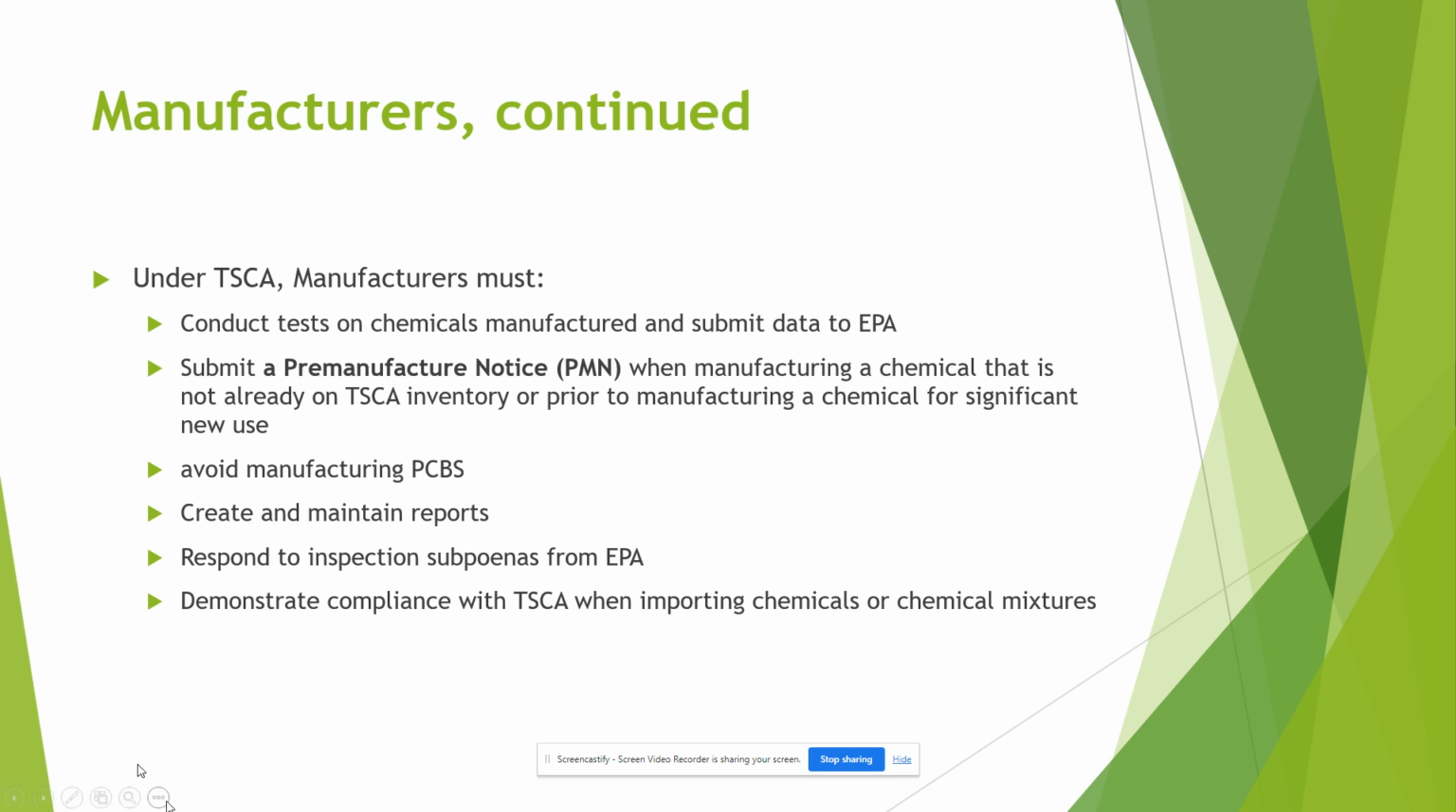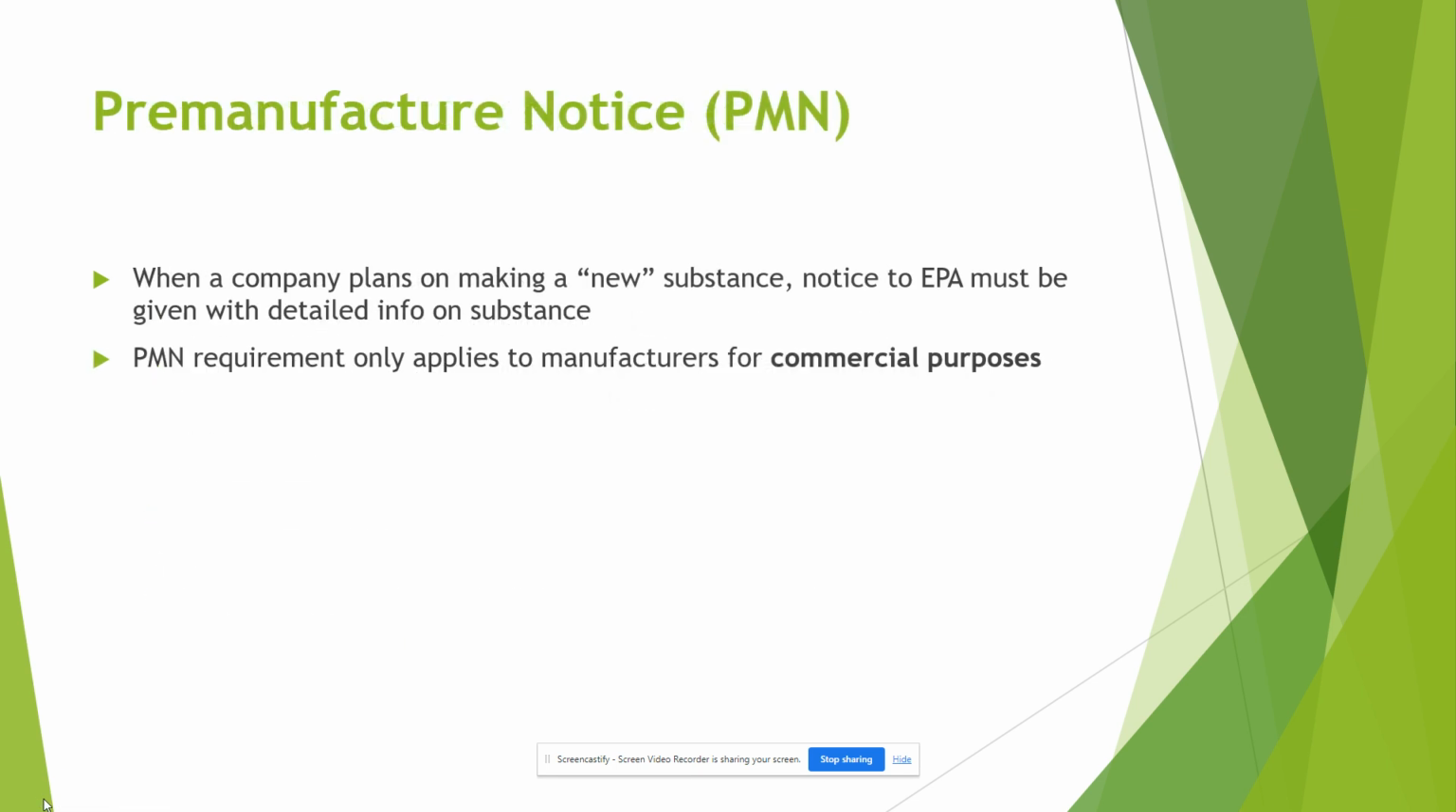So one of the things, I'm not sure what slide this is on, that we're going to talk about is this TSCA inventory. Okay, and then they have to avoid manufacturing certain chemicals called PCBs, and they have to maintain records. And if there's inspections, they have to be ready to be inspected by the EPA and demonstrate compliance.